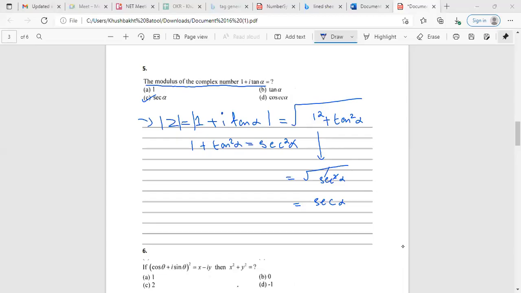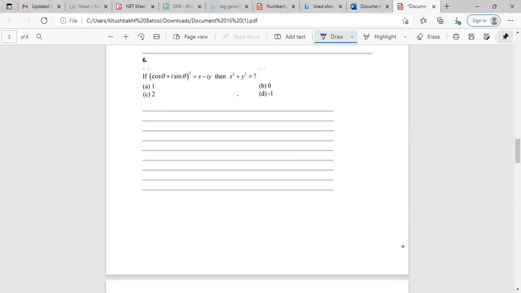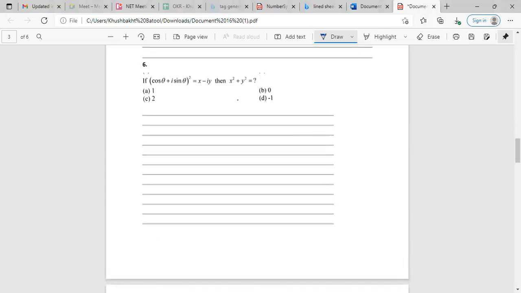All right, now let's talk about the next question. Okay, so we are done with this fifth question. And now we are going to discuss the sixth question. For the sixth question, we have: if cos theta plus iota sine theta whole square is x minus iota y, then I need to find x square plus y square.